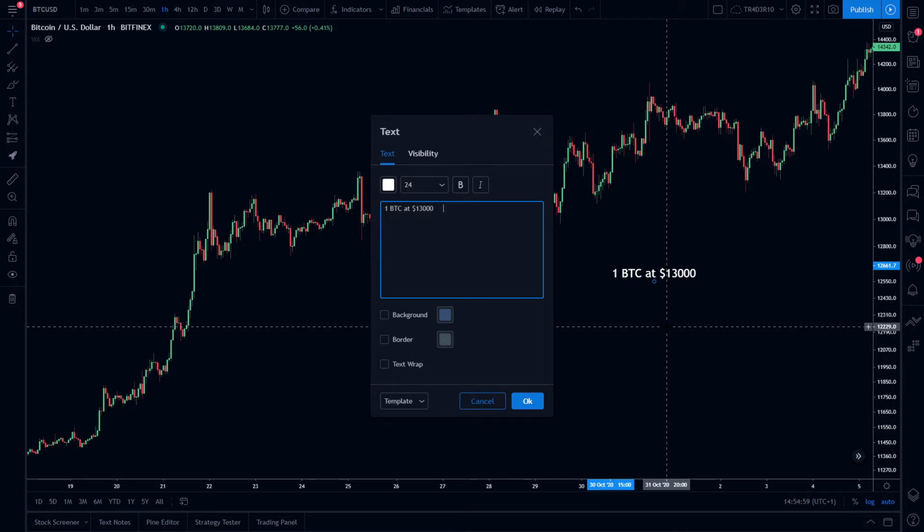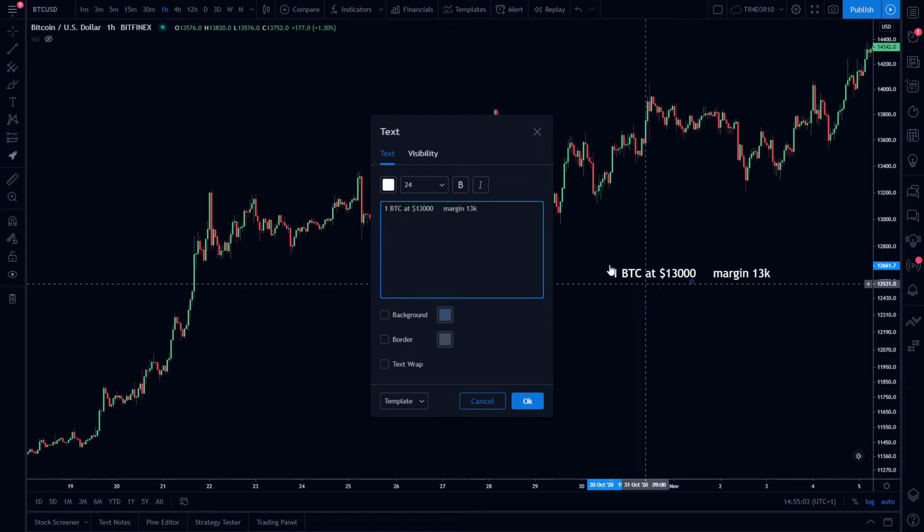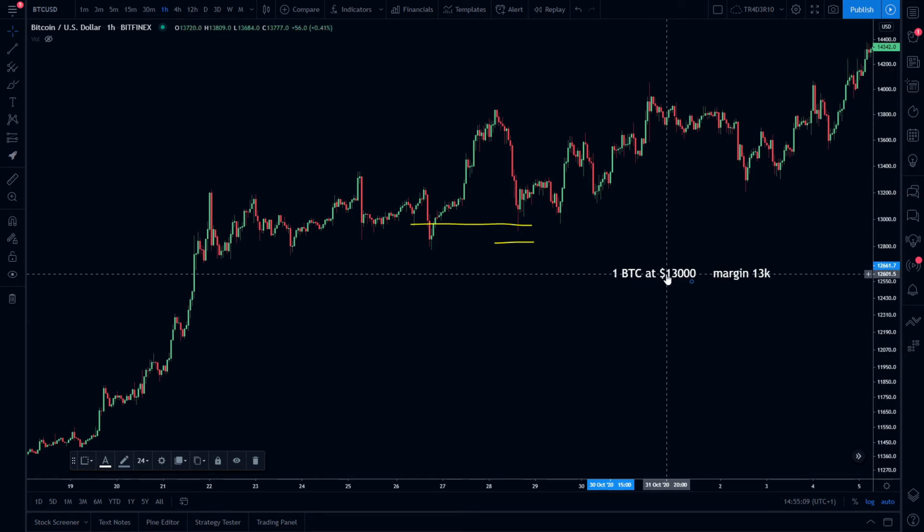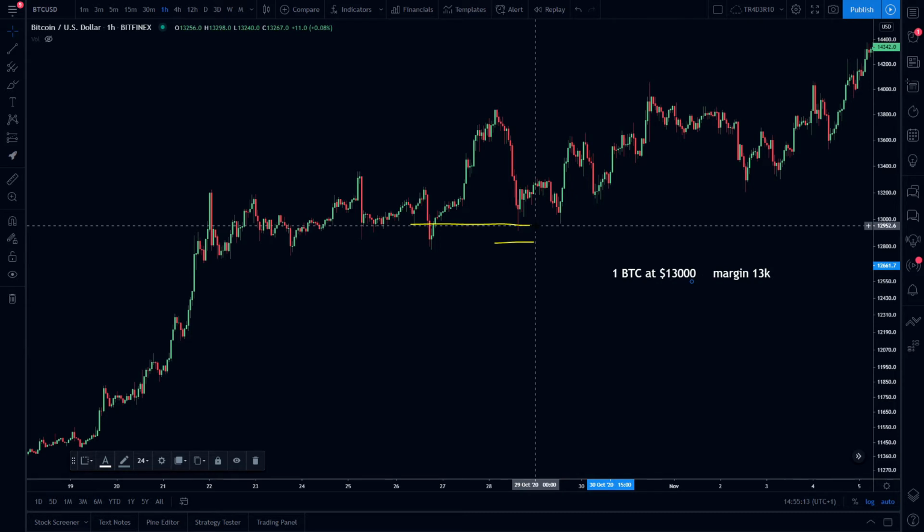So margin 13K. Yeah, you need to have quite a lot of money in your account to take this trade. It kind of feels a little bit wasted to lock 13K margin for this trade when the stop loss is so close.